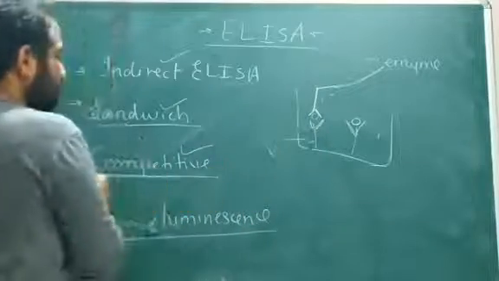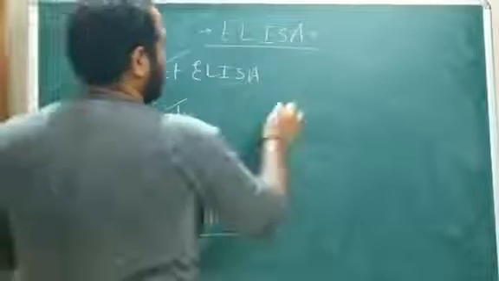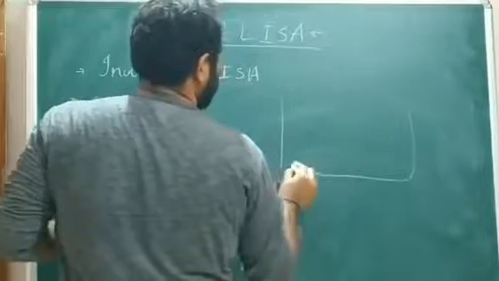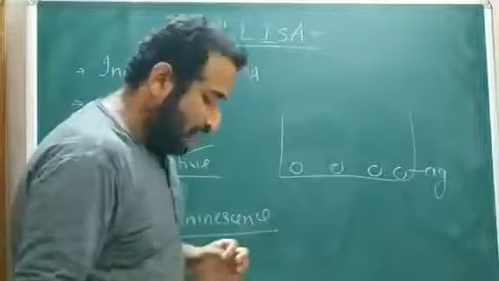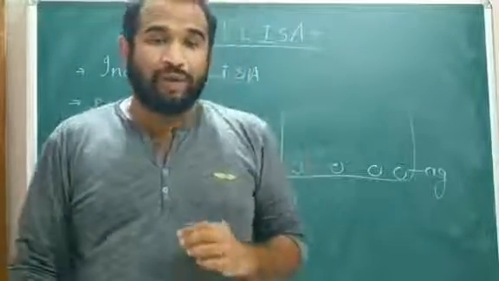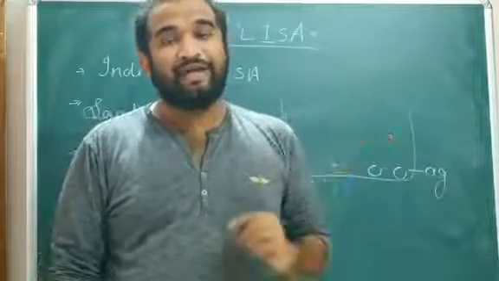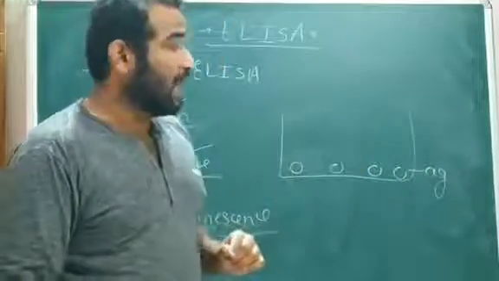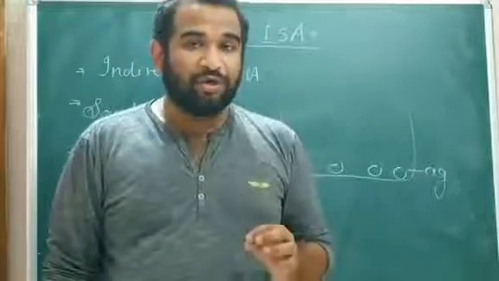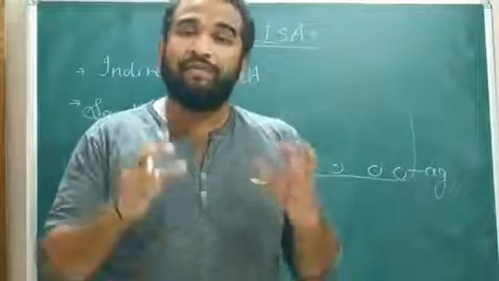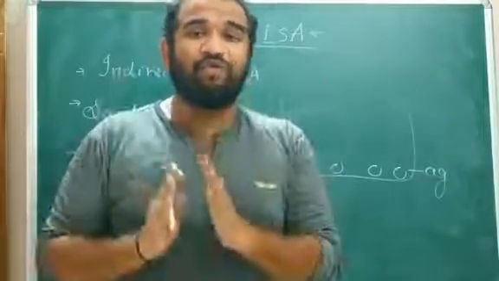Okay. Next one is a competitive ELISA. Let's see what happens in the competitive ELISA. As I have written, inside the microtiter well, antigens are coated, as in the indirect ELISA. To this, the patient sample is added, which contains antibodies. This patient sample is mixed with a solution which contains antigens, and it is incubated for some time.